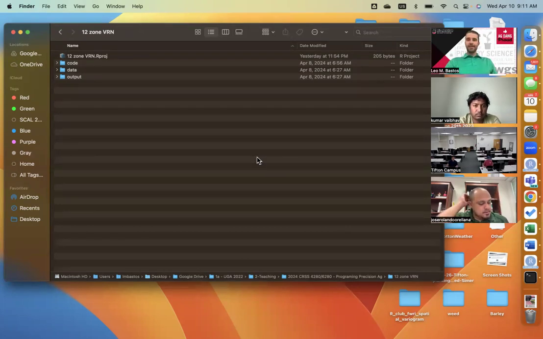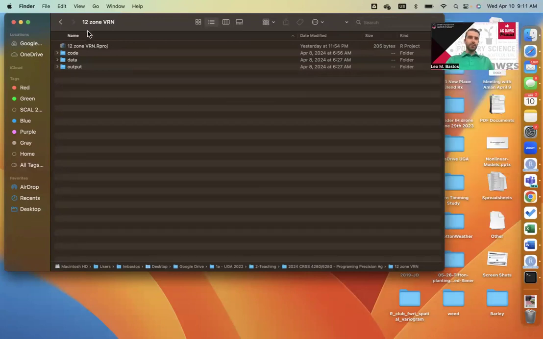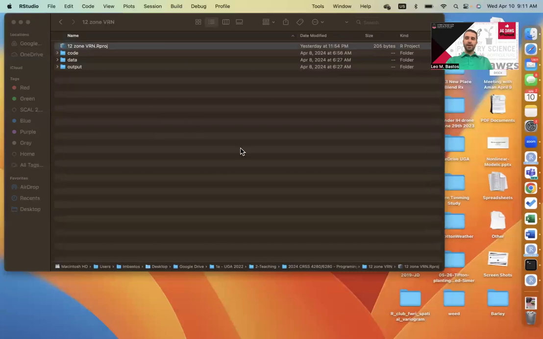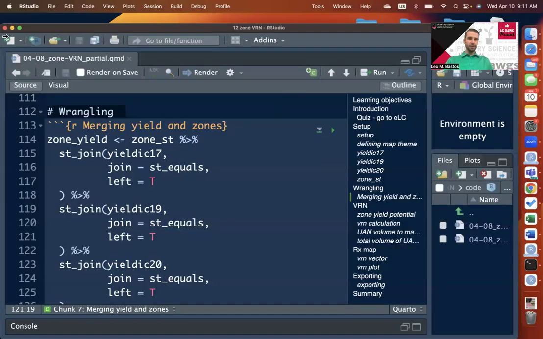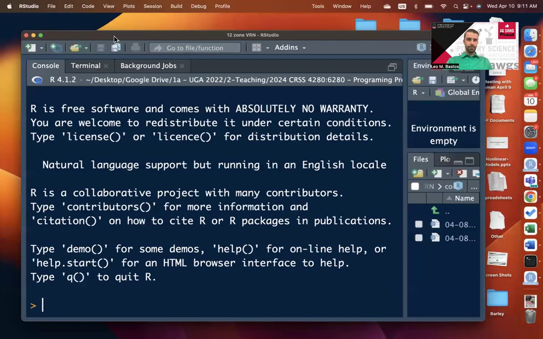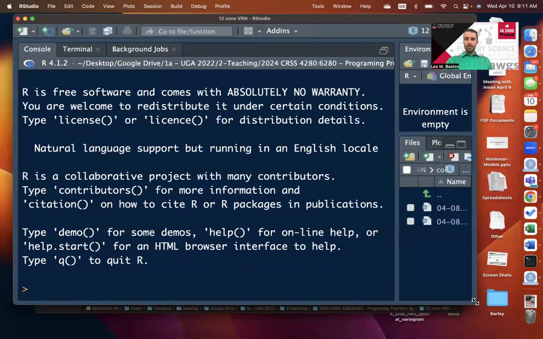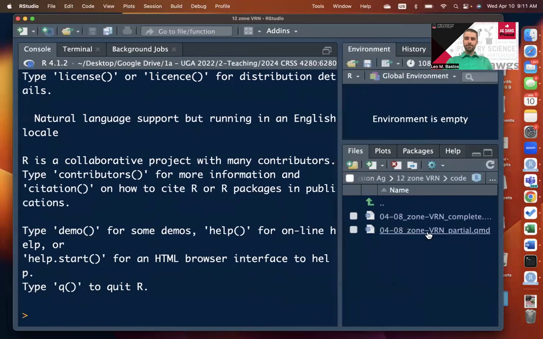Let's hopefully finish our exercise of zone-based variable rate management that we started last class. On my side here, I'm going to launch my RStudio project for that exercise. I think I actually already had it launched, so close one of them. And I'm just going to launch my partial script so we can keep going.